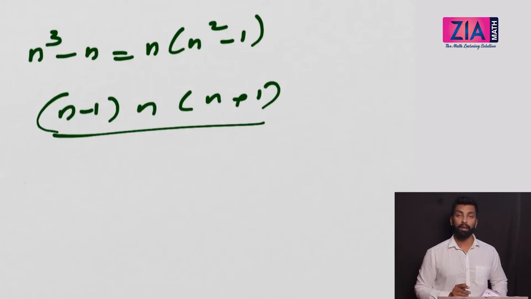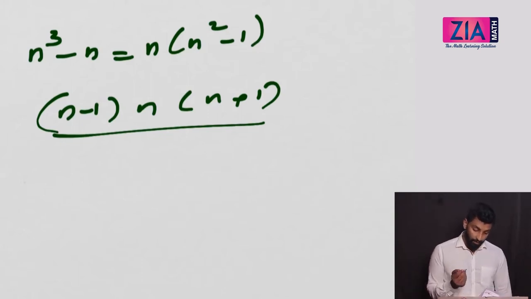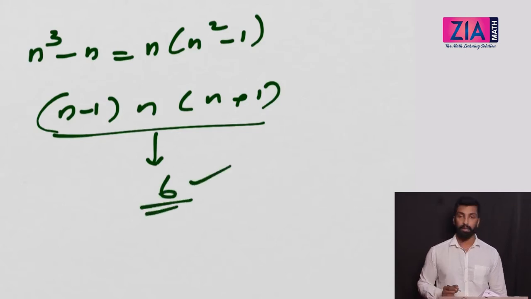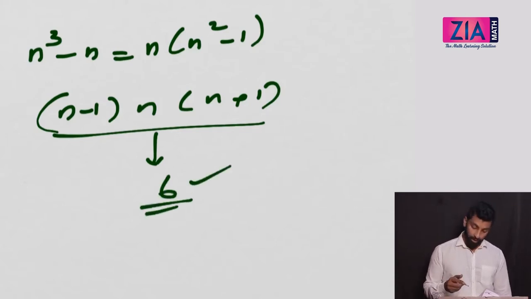Now, looking into this, you can understand that these are three consecutive numbers, right? So at least one of the numbers must be a multiple of 3 and one of the numbers will be an even number. So you can conclude that this number is always divisible by 6, right? So one of the numbers is a multiple of 3, one of the numbers will be an even number. So you can conclude that this number will always be divisible by 6.